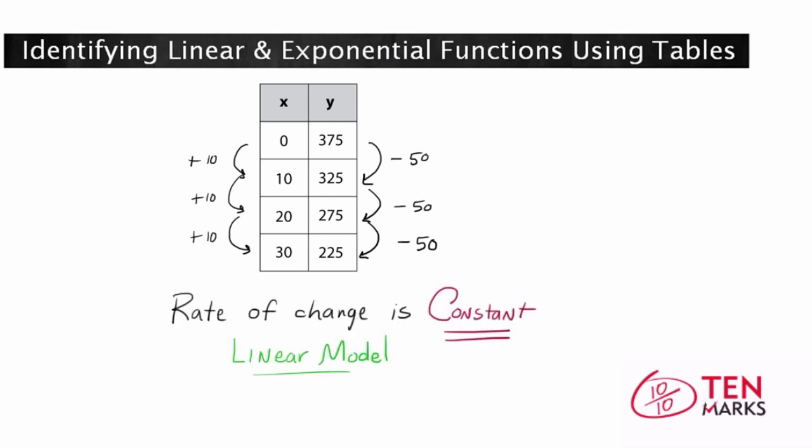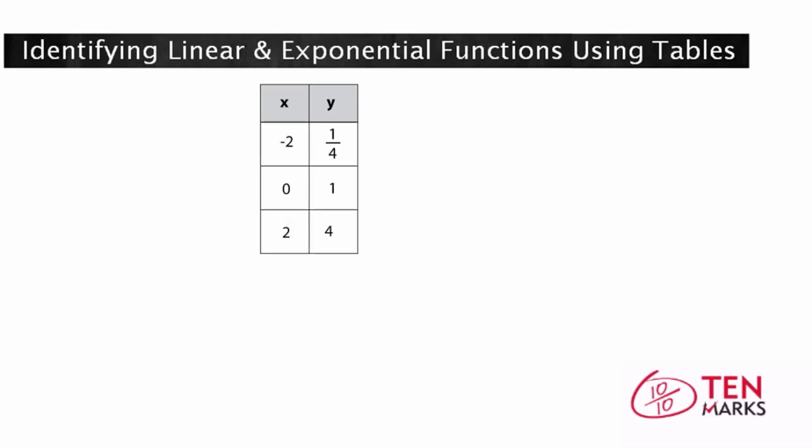Now let's take a look at the second table. Look again for a pattern. That'll help you determine what kind of model best describes this set of data. Look at your x values. Let's see what's going on. Negative 2 to 0, we're adding 2. And 0 to 2, you're adding 2 again. Take a look at your y values.